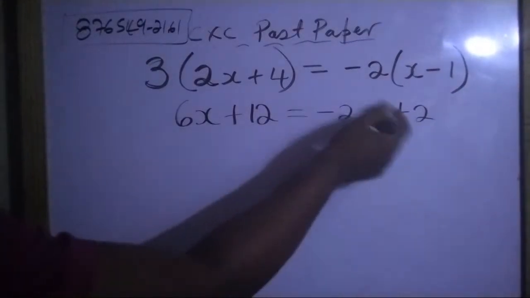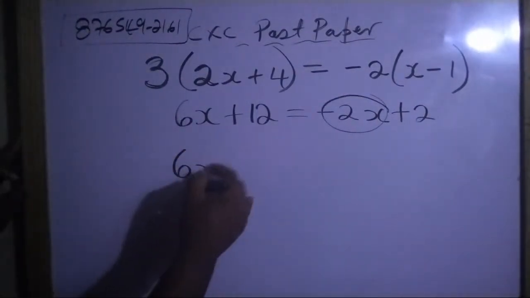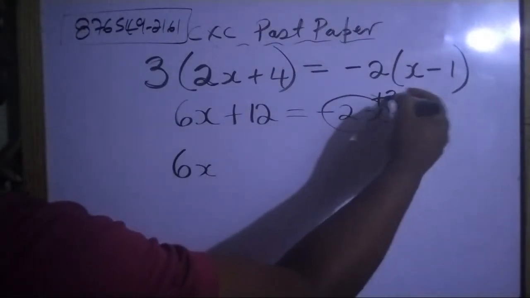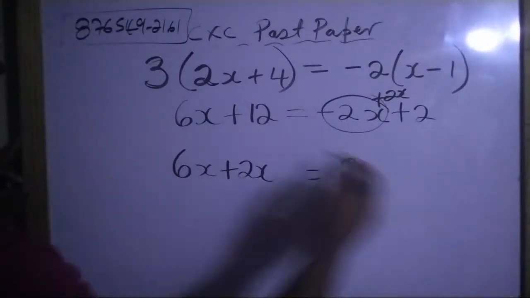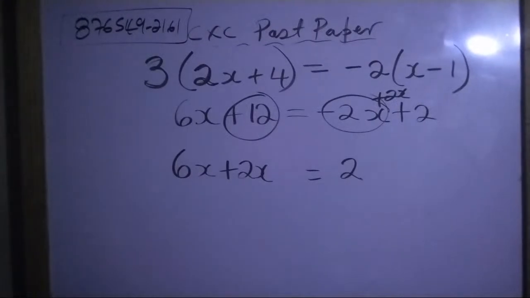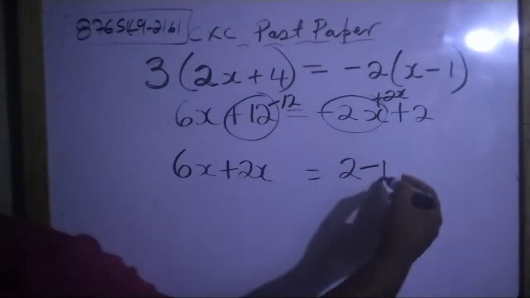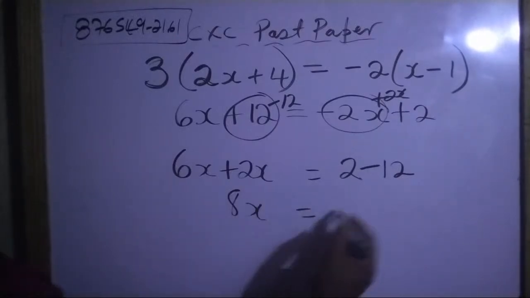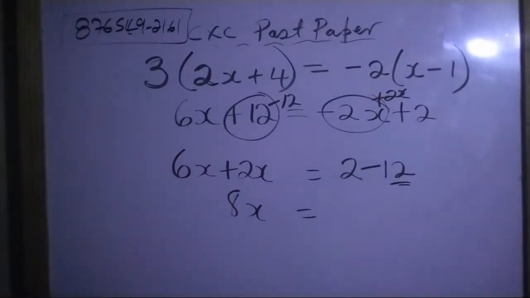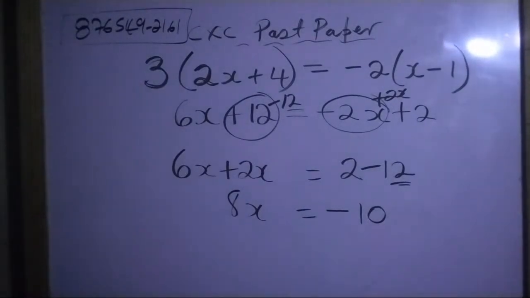Alright, so I'm going to carry this negative 2x. I'm going to take the inverse of it, or the opposite, so this now will become plus 2x. So I'm going to get plus 2x on this side. We have a plus 2. Now this is plus 12, so we take the opposite of plus 12, which is minus 12. So 6 plus 2, that's 8x. And 2 minus 12 is negative 10 because the 12 is bigger. Once the signs are different, we take the sign of the one that is bigger, which is negative 10.